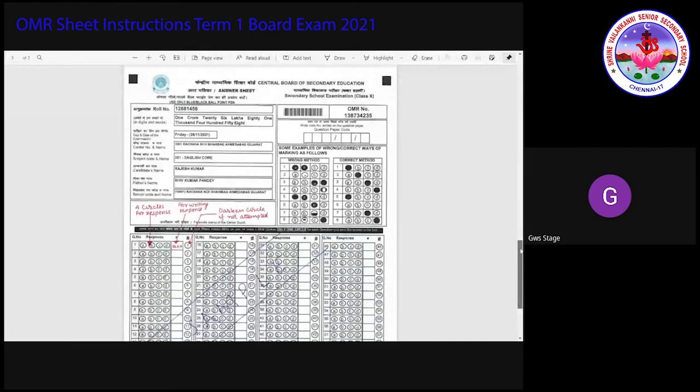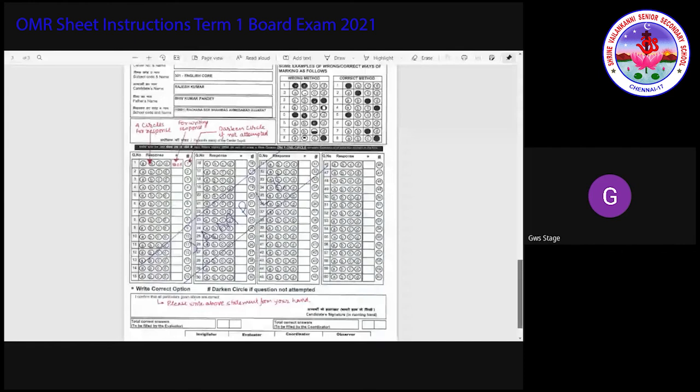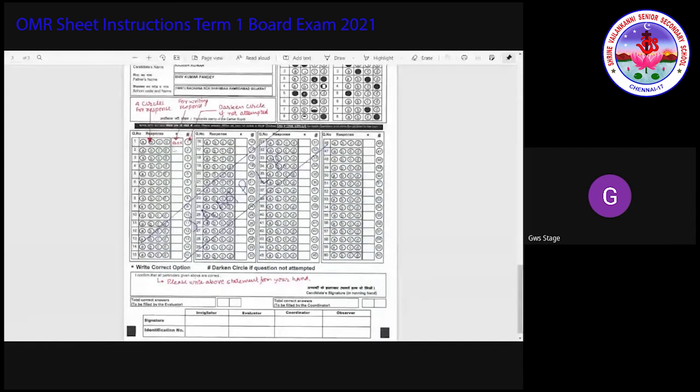Now, the correct way to mark any answer is given in the OMR sheet itself. It says wrong method, which means you should not put tick, cross mark, all those things. You should only put a dark circle using your blue pen or a black pen. Then your question paper code is printed on your question paper. So you take that code and write it in the row that is provided there. Got it? Then you come down and start answering the questions.